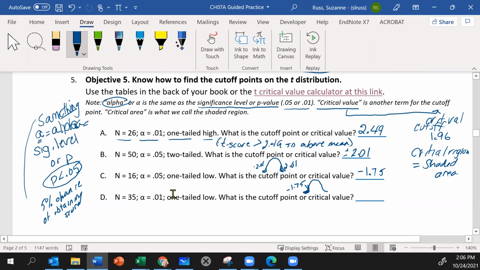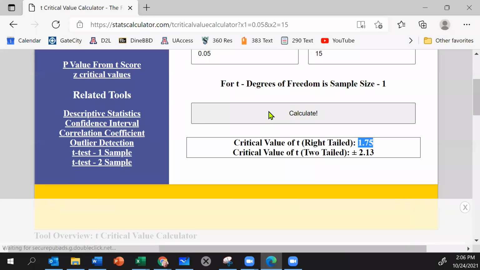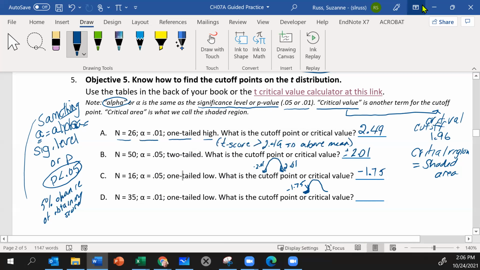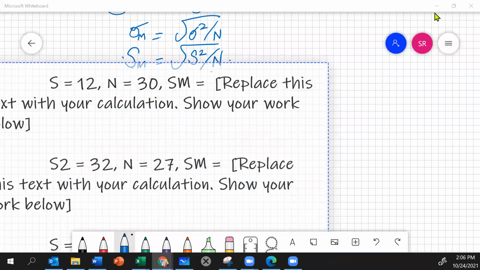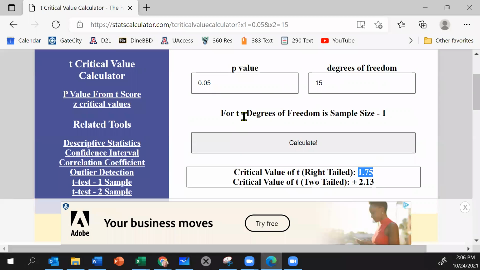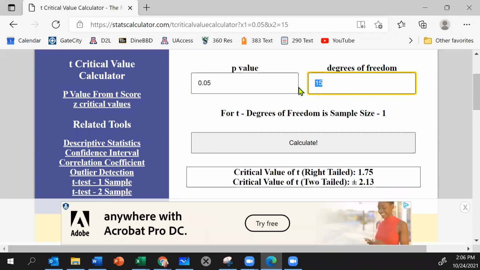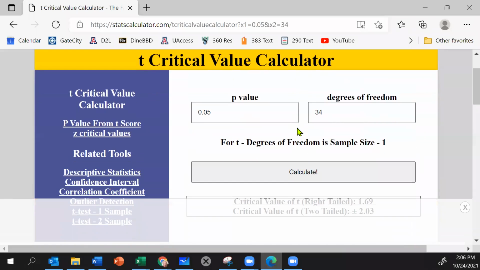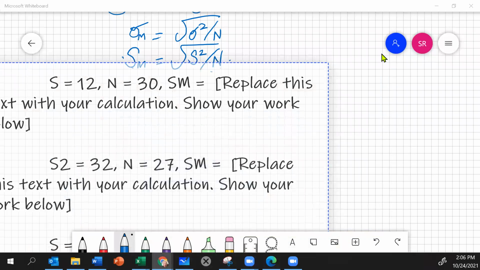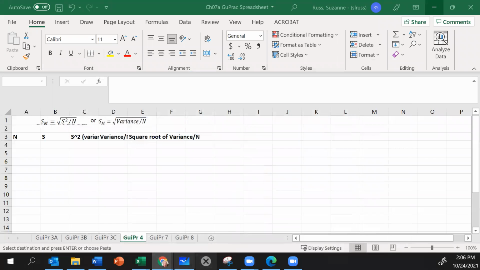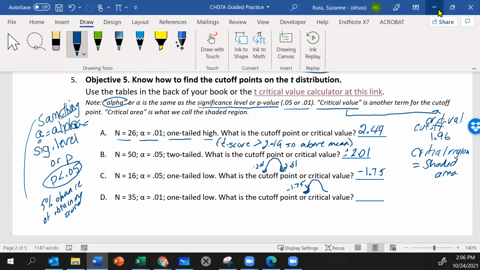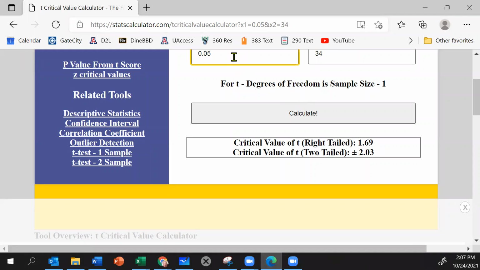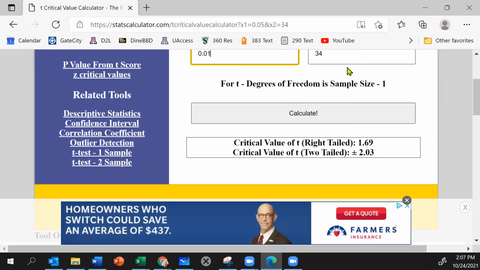N equals 35, alpha equals 0.01, one-tailed low. Looking at our calculator, we're doing another one-tailed low, with 0.01 and 35 for the n. So let's go ahead and get our calculator up. n 35, so we have n minus 1, 35 minus 1 is 34. Let's calculate. I just want to make sure that it was in fact 0.01. All right, so it's 0.01 in this case, and let's change that. 0.01. And 34 is correct.